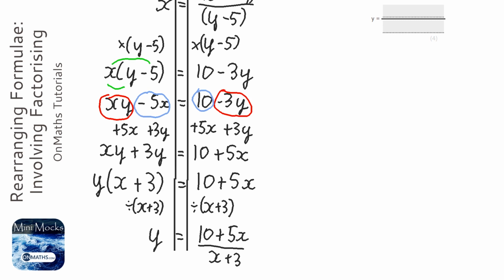So let's put that into our answer box. Now it can be either way around here. It could be 5x plus 10. That's absolutely fine. Still the right answer. Over x plus 3.